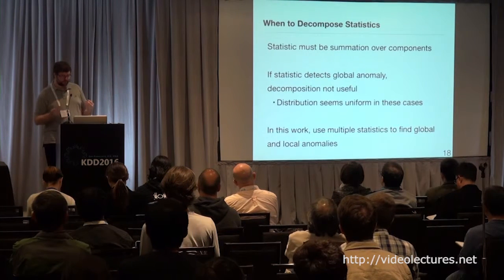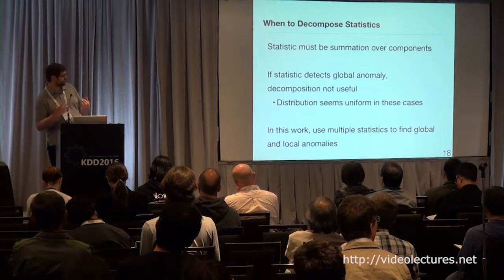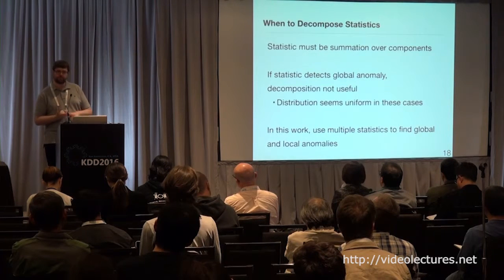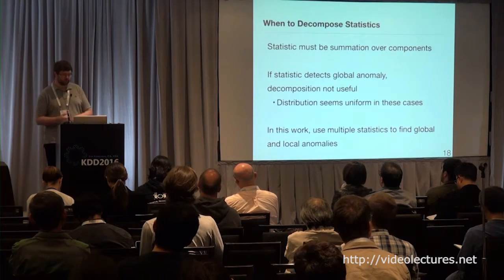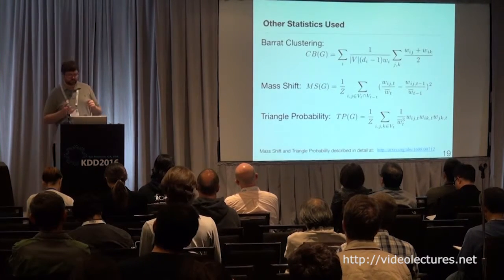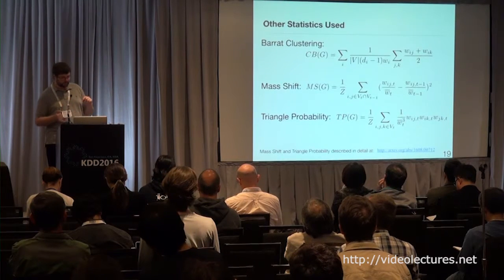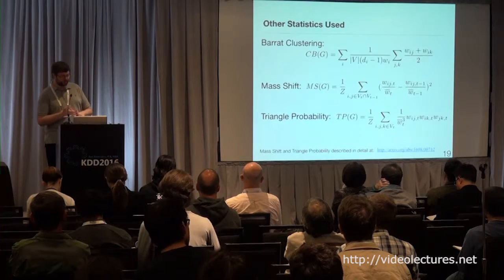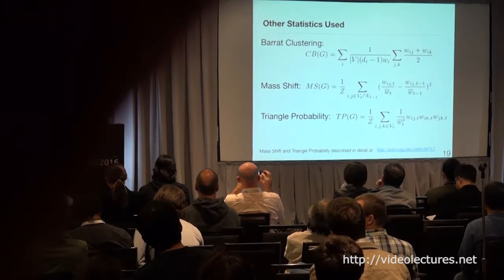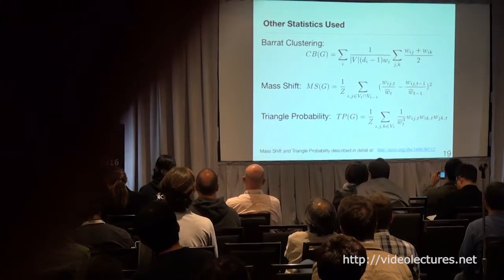So what we did is that we applied multiple statistics, and we looked to see which are better at finding global versus local anomalies. In particular, we used two statistics which are designed to find more local anomalies. So apart from graph edit distance, we also used Barrat clustering, which is a weighted clustering coefficient measure, and also these two statistics which are called size consistent statistics, which we introduced in another work of ours. These are both mass shift and triangle probability.